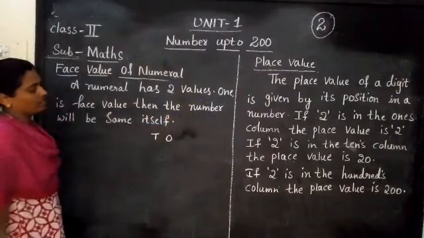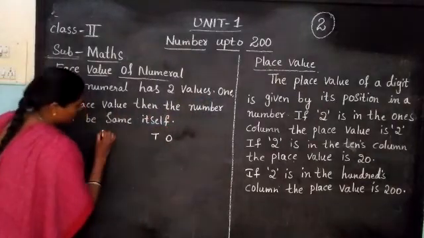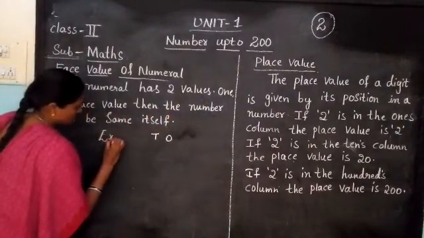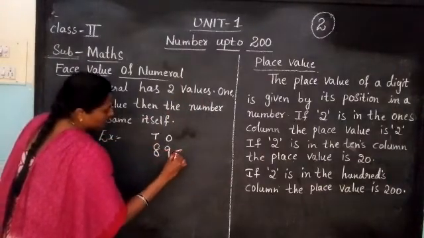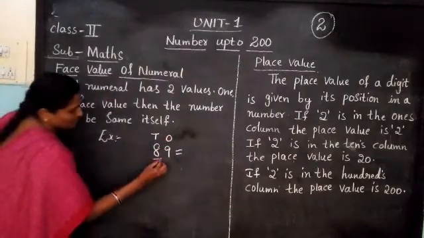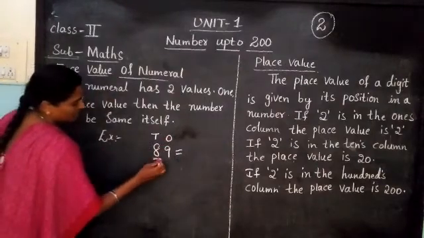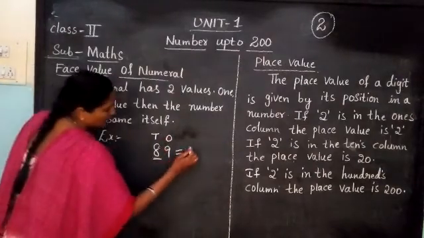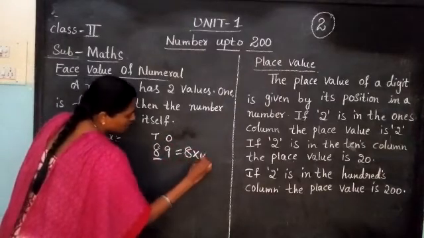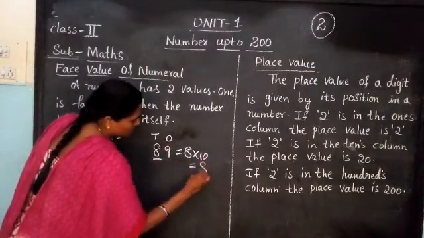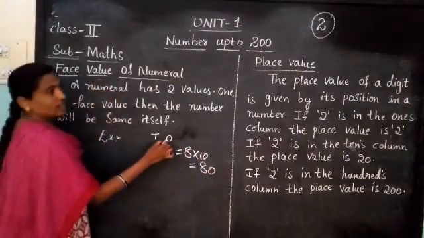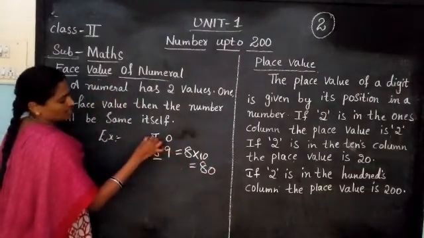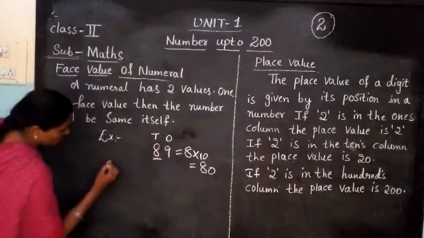In place value we will take an example. 89, with the underlined number 8 here. 8 into 10, how much? The value becomes 80. But in face value, there is no need to take the ones and tens column values. How do you write face value?